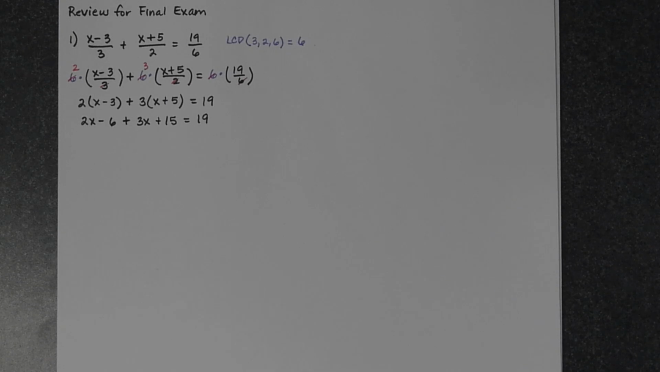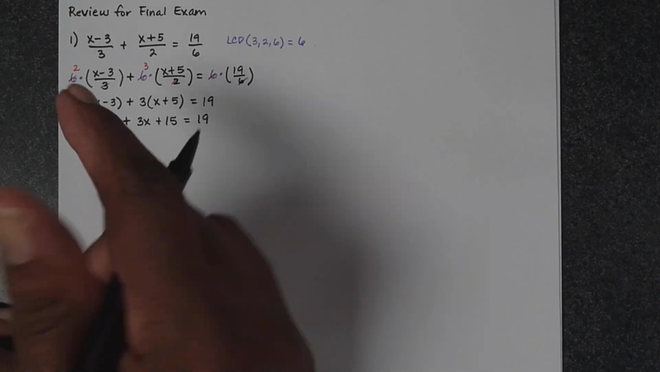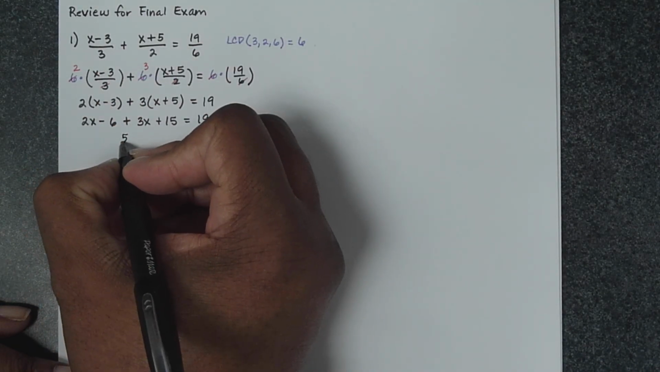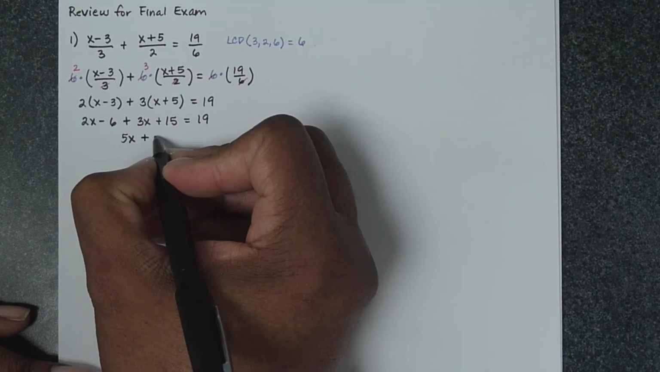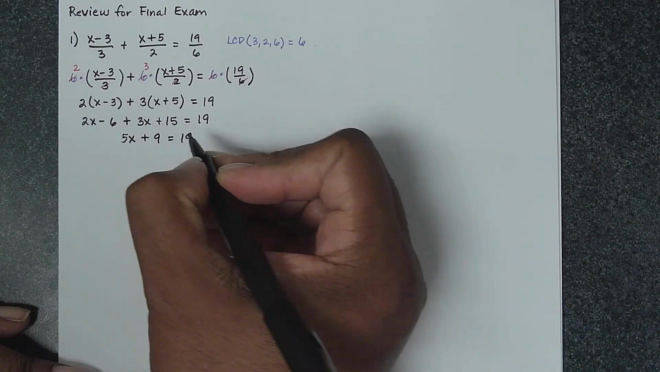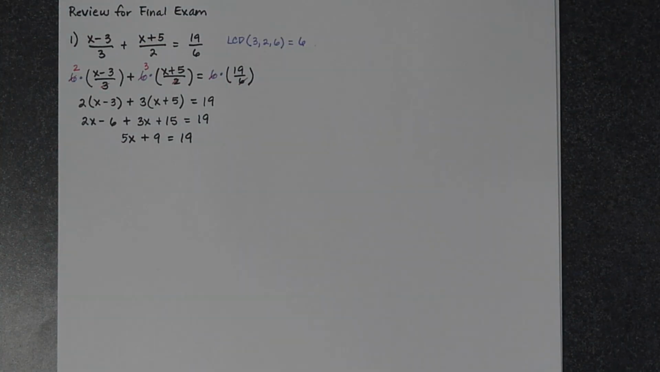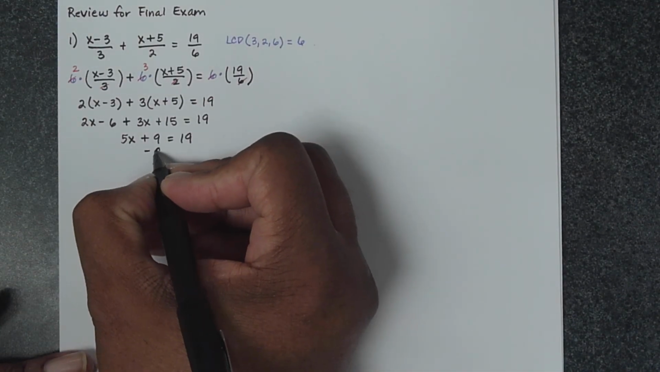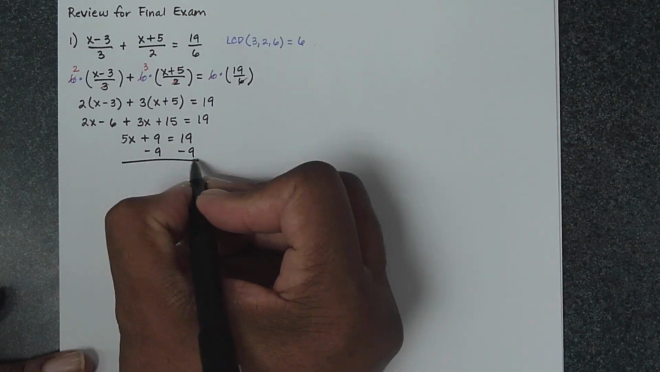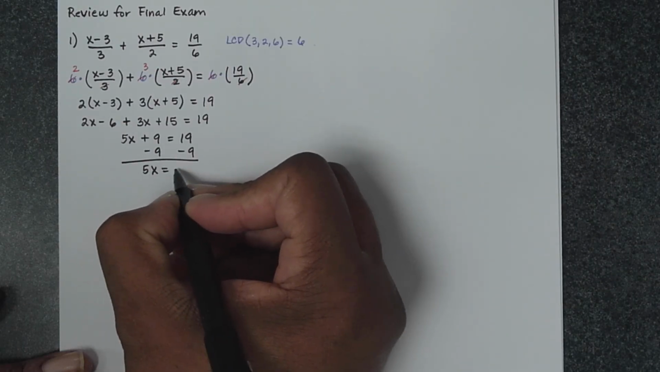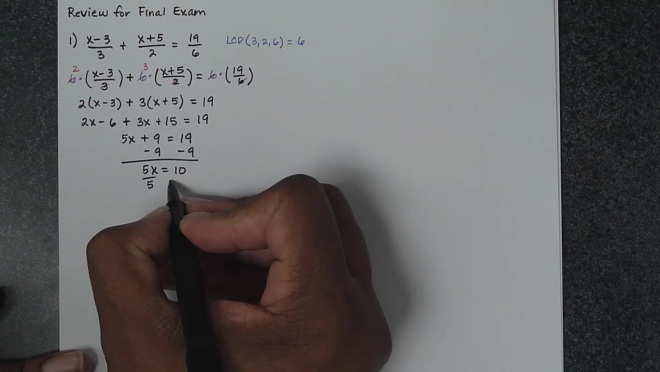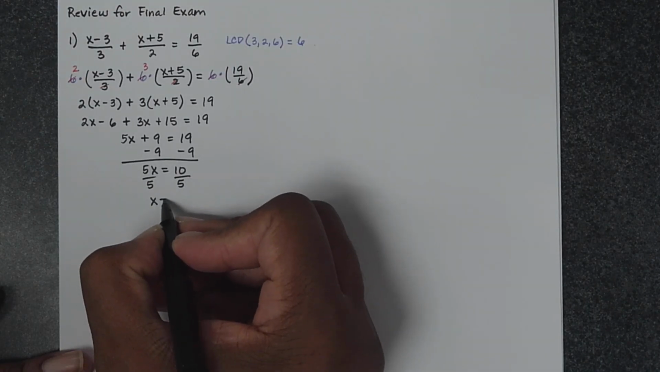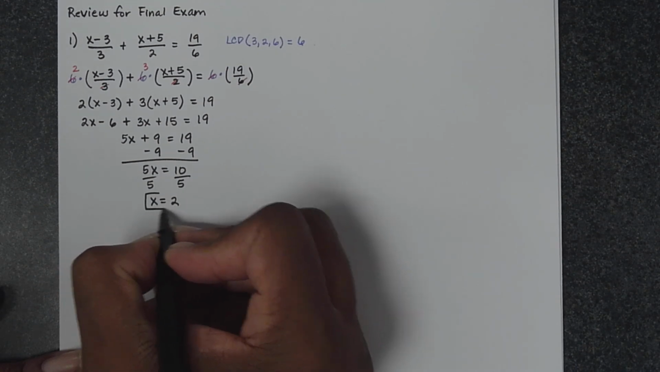Next step is to combine like terms. Adding 2x and 3x together, I get 5x. Minus 6 and plus 15 is plus 9. And 5x plus 9 equals 19. To get x by itself, I start by subtracting 9 on both sides. So I have 5x equal to 10. Then divide both sides by 5. That means x is equal to 2.